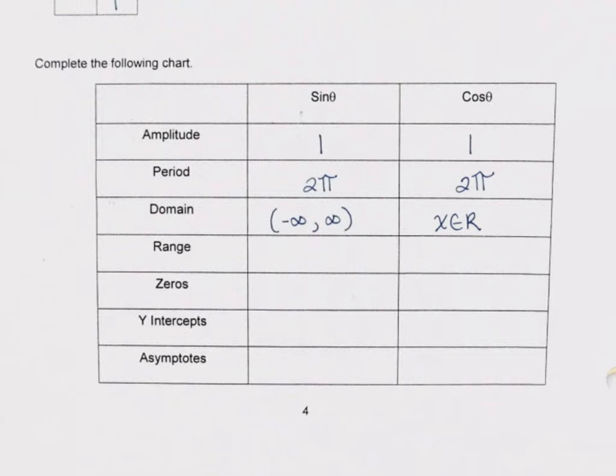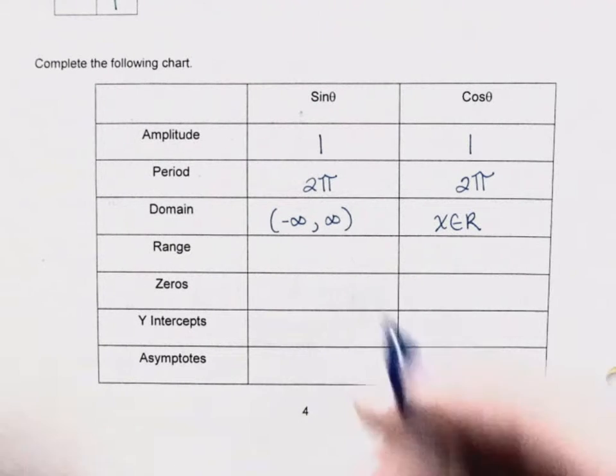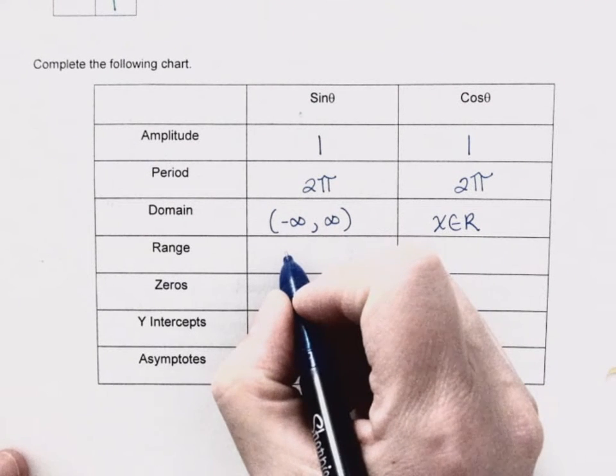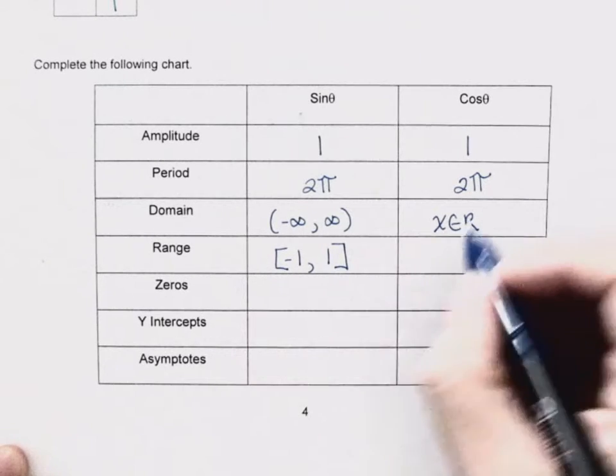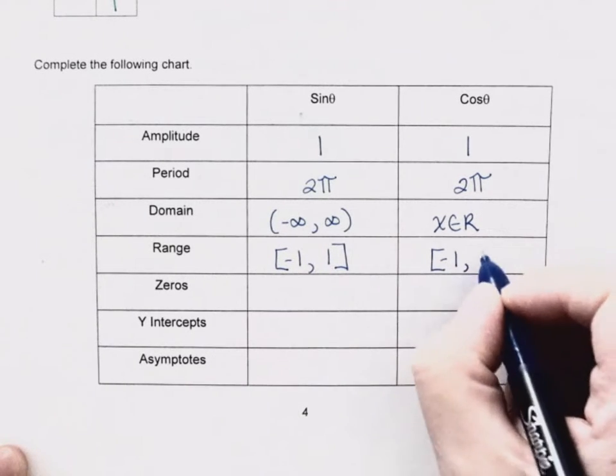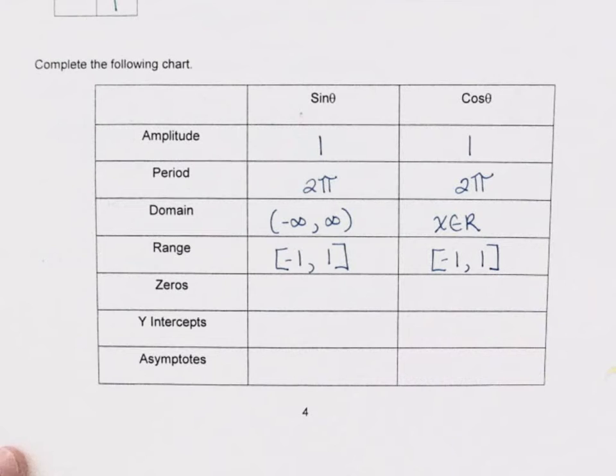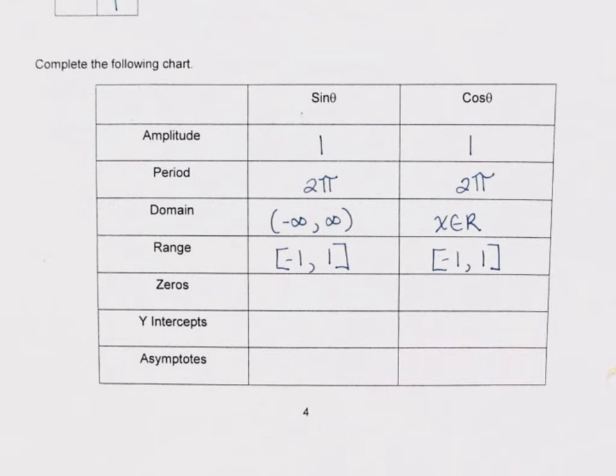Okay, let's talk about the range. Inclusive, thank you. And that's the same for both those graphs. Let's talk about the zeros of the function, and we're going to state it as a general solution.